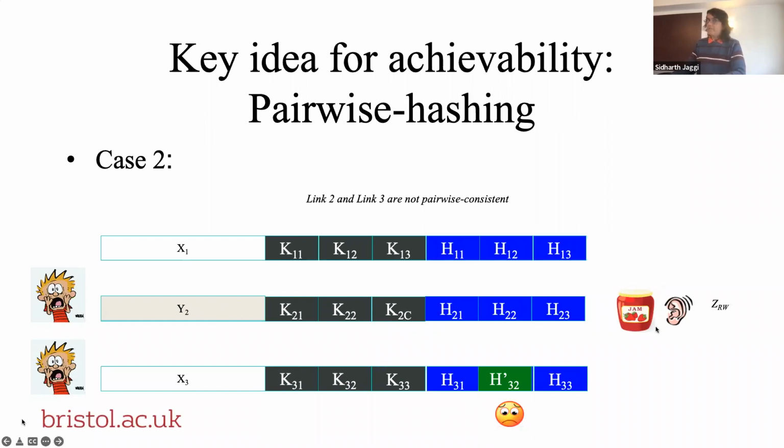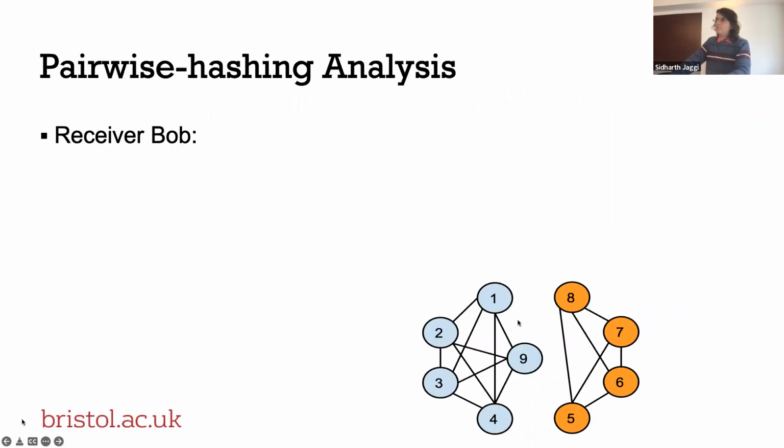Now, at this point, the decoder doesn't know whether to trust the second packet or the third packet. All he knows is that there's an inconsistency between packet 2 and packet 3. That's all that he knows, right? But what he can do from this point onwards is to build a consistency graph.